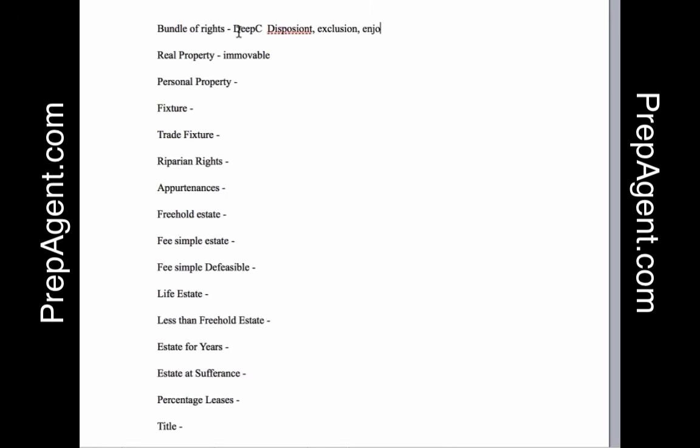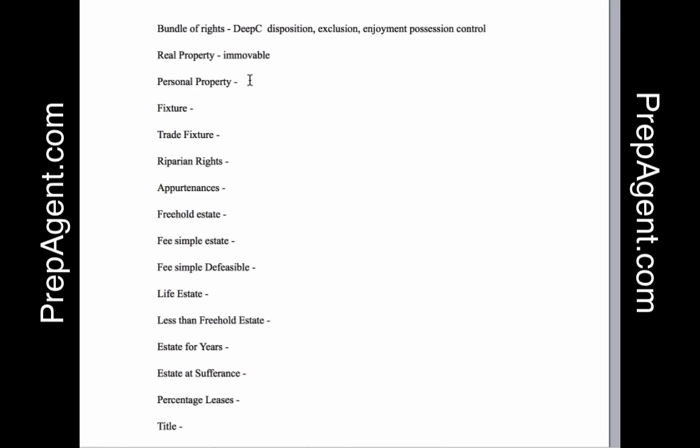Exclusion. Okay, so good. I always say the right to use, possess, enjoy, but it means the same thing. Either way, you're using the right concept. Short keywords to understand what the meaning of the word is.